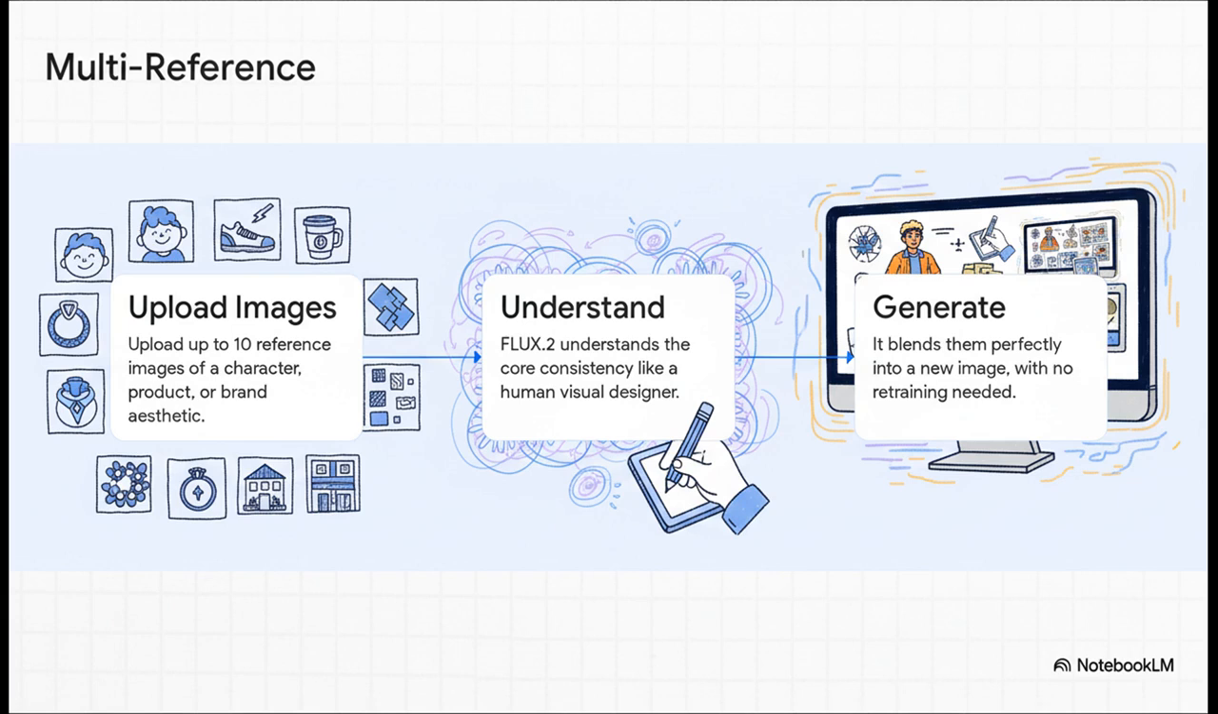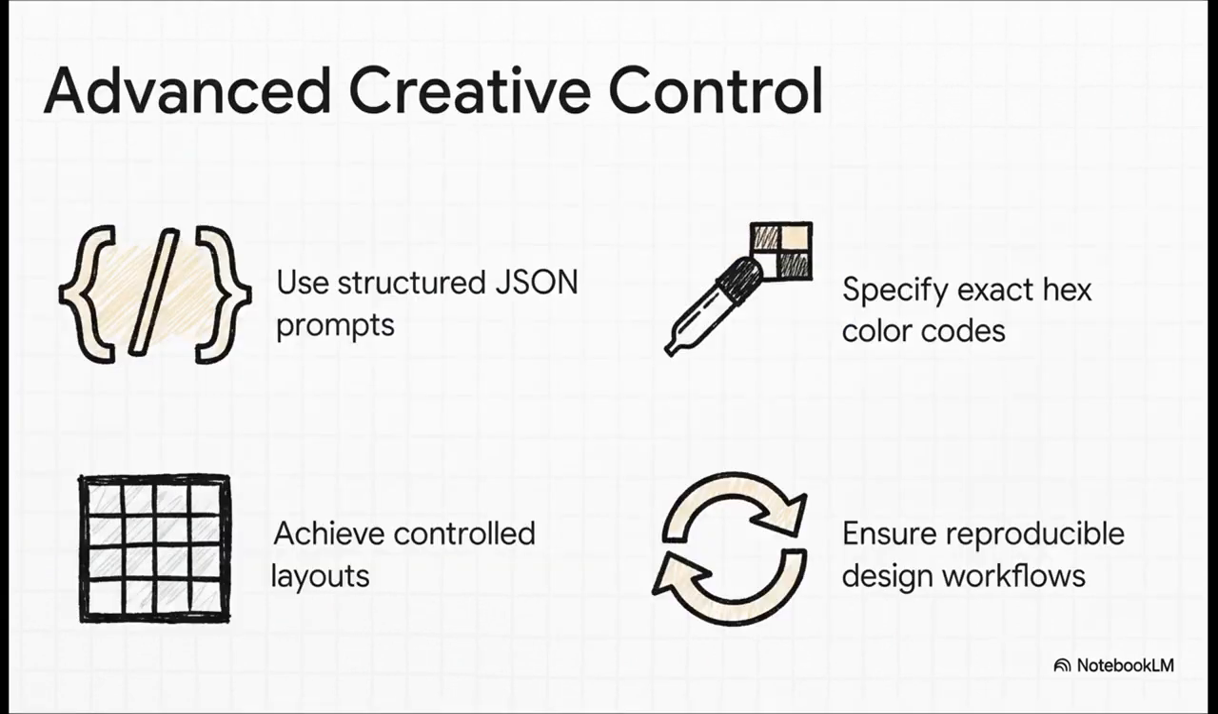Now this is a real game changer. You can upload up to 10 different images, say of the same character from different angles or a product line, and the model actually understands the core aesthetic. Then it generates a brand new image that's perfectly consistent with all of them, all without having to do any complicated model retraining. It just works, kind of like a human designer would.